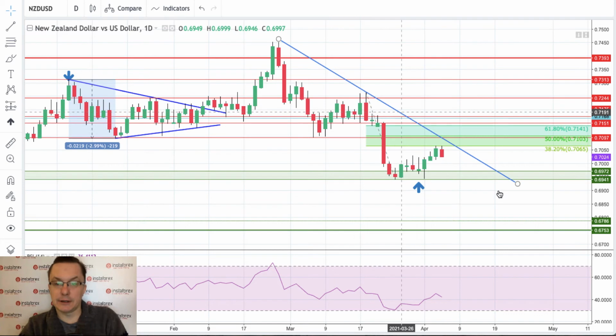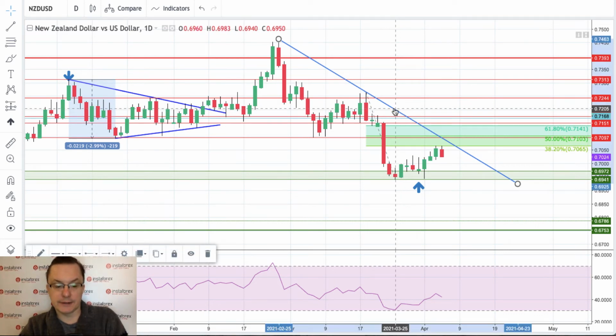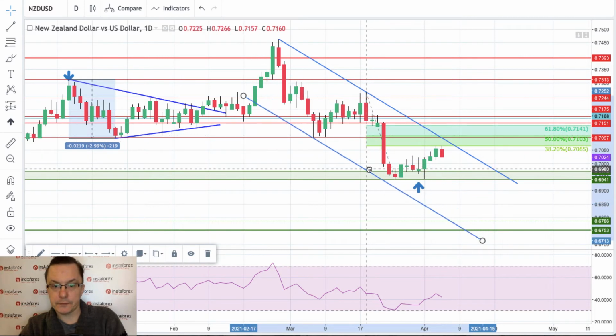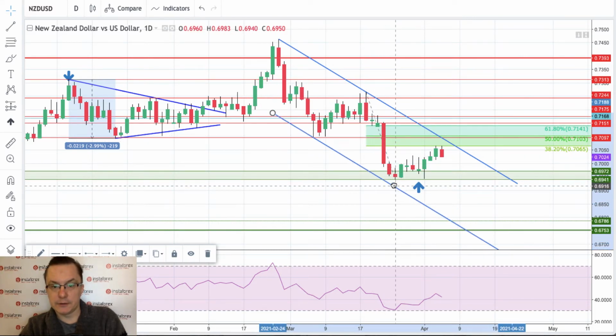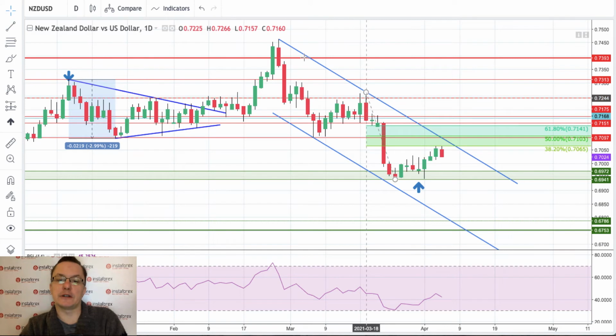We are still trending lower. Let's see if we have some sort of a channel here. Maybe we have. Well, almost, right? So this is like a bearish channel right now. We are still trending lower. We are still inside of this channel. New Zealand is being sold. American dollar is being bought back up.